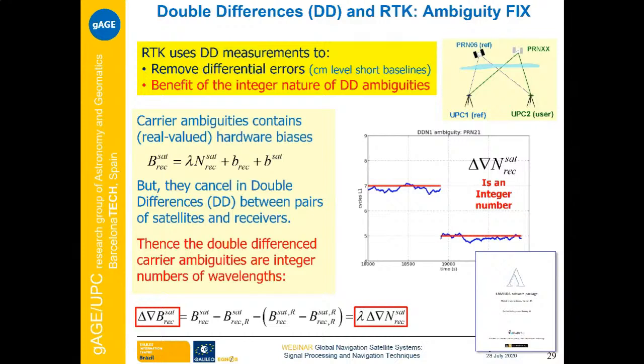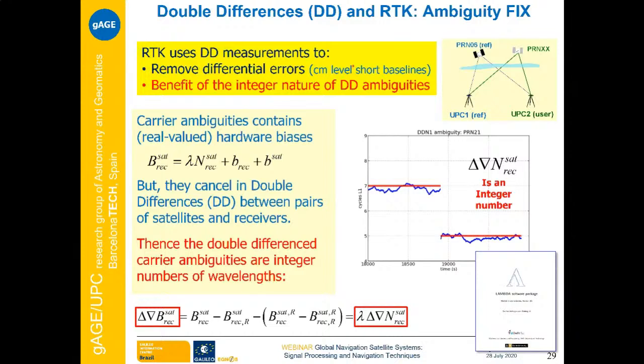But we have a problem with the carrier. We have to fix the ambiguities in the carrier phases. Then how to fix the ambiguities and how to perform this positioning? Here we have two ideas.